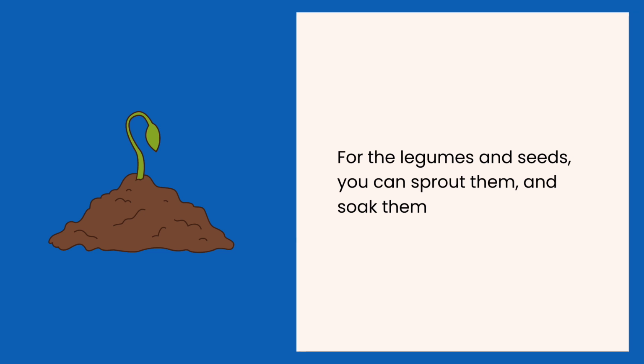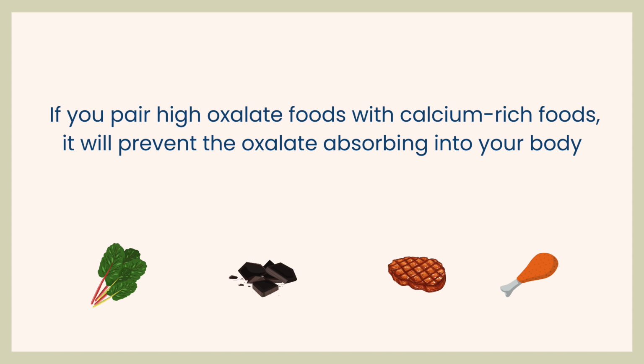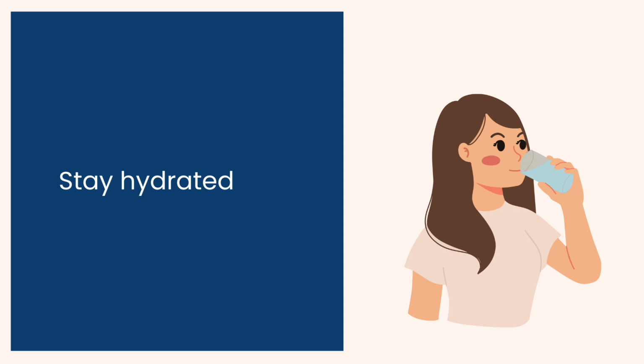For the legumes and seeds, you can sprout them and you can soak them. You always want to soak your beans overnight, but the seeds are really good because you can sprout the seeds, which makes them easier to digest, and you actually will get better nutrition from them anyway. Also, if you pair high oxalate foods with calcium-rich foods, it will prevent the oxalate absorbing into your body. And lastly, stay hydrated. We know we always want to stay hydrated because then that actually helps prevent kidney stones as well.